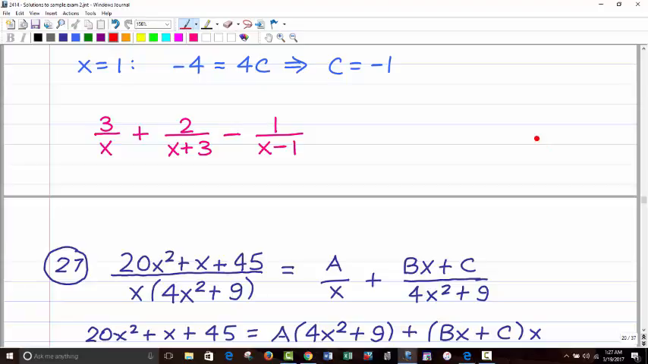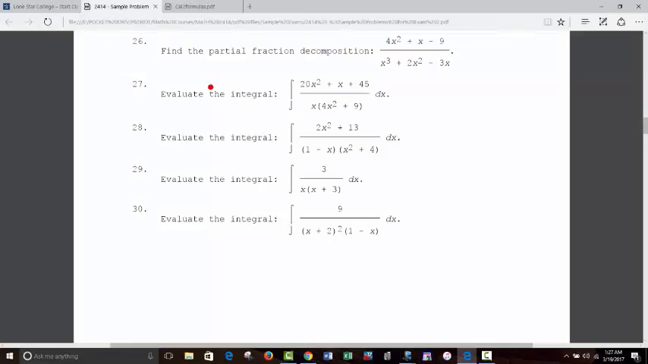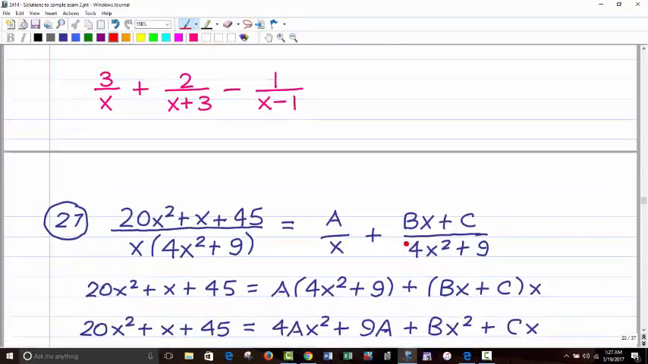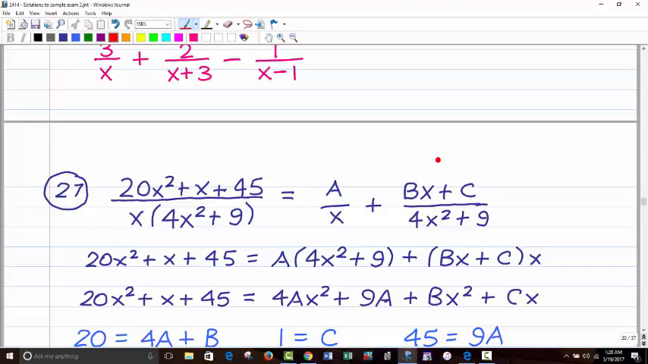Now, starting with 27 here, we're going to start integrating these. So we're going to do the decomposition, then we're going to integrate it. This one has what we call an irreducible quadratic. That means the 4x squared plus 9 essentially means that if you were setting it equal to 0, it would have imaginary solutions. That's another way to look at it. But don't confuse that with 4x squared minus 9, because if that was 4x squared minus 9, you would factor that into 2x minus 3 and 2x plus 3, and you would have distinct linear factors.